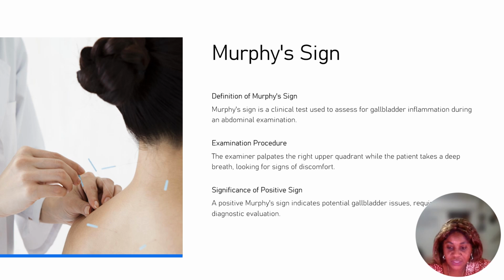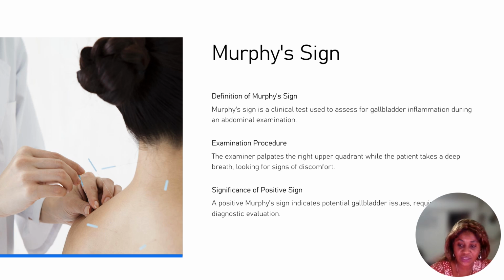So let's look at the Murphy sign. Again, sometimes we have these patients coming in saying, oh, my stomach hurts, I'm just a little nauseated. But we've got to really assess this abdomen. So Murphy sign is a clinical test used to assess for gallbladder inflammation during an abdominal examination. The examiner palpates the right upper quadrant while the patient takes a deep breath, looking for signs of discomfort. Sometimes we call it a respiratory cessation on palpation of the right upper quadrant. That kind of gives you, say, okay, something is wrong. A positive Murphy sign indicates potential gallbladder issues.